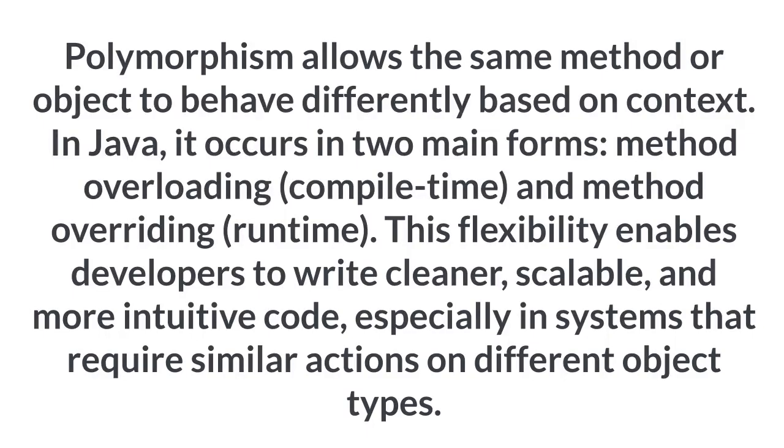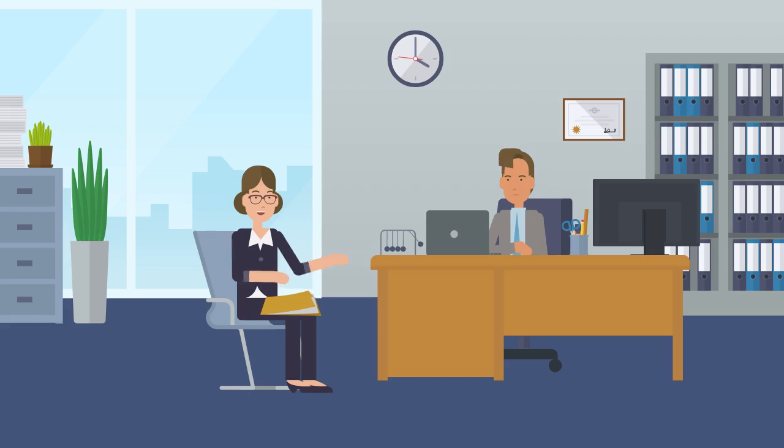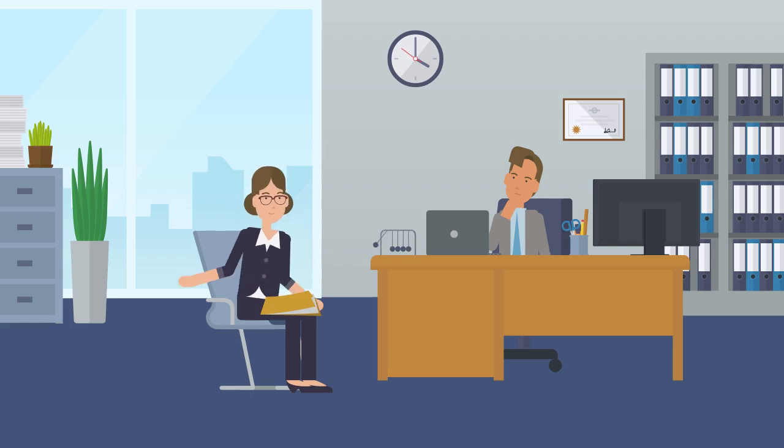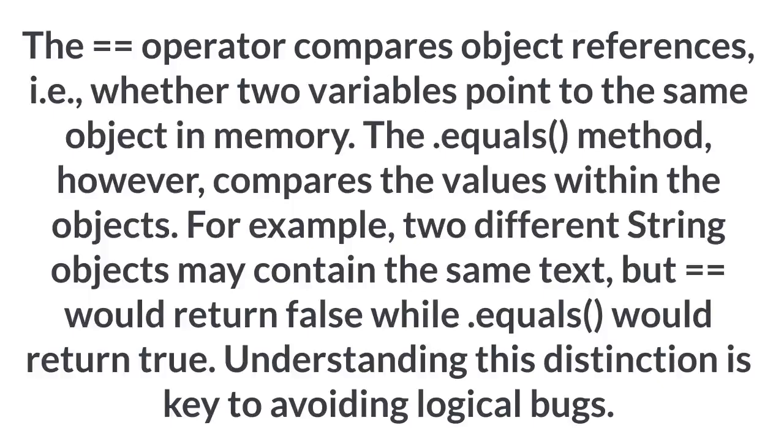different object types. Explain to me the difference between == and .equals() in Java. The == operator compares object references, i.e., whether two variables point to the same object in memory. The .equals() method, however, compares the values within the objects. For example, two different string objects may contain the same text, but == would return false while .equals() would return true. Understanding this distinction is key to avoiding logical bugs.